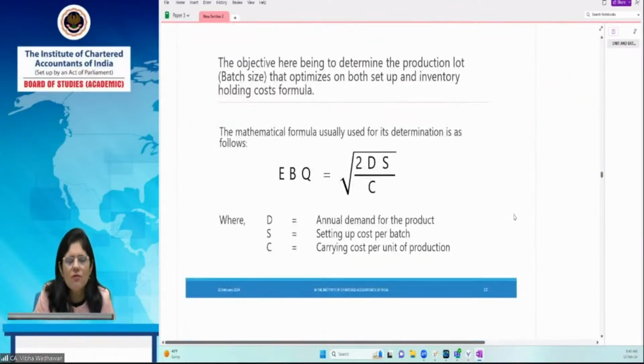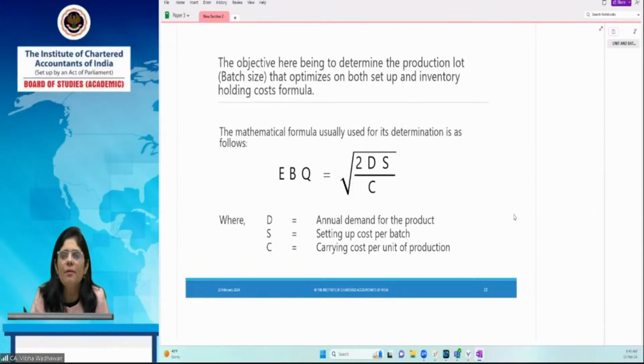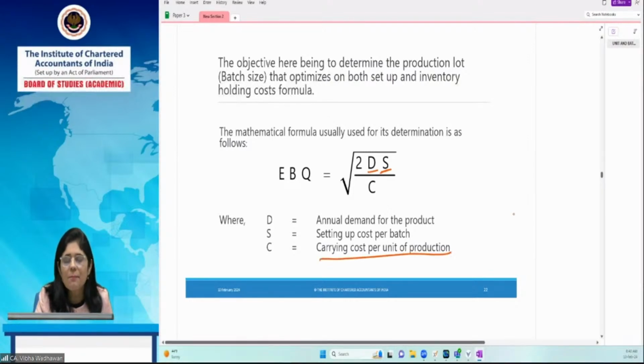So this is how we calculate, in a similar way as we calculated EOQ. It determines the optimum production lot. एक बार में कितने units बनाने चाहिए? Optimum production lot. So D is annual demand. S is setting up cost per batch. And C is carrying cost per unit of production. Clear? So this is exactly in the same way.